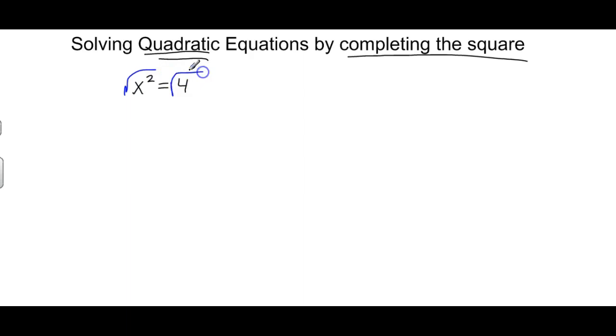Take the square root of both sides like we talked about the other day. Don't forget plus or minus on one side here. So we get x equals plus or minus 2. You shouldn't be surprised with a quadratic when you get two solutions. Typically with a quadratic, you're going to have two solutions. You've got a parabola happening there.